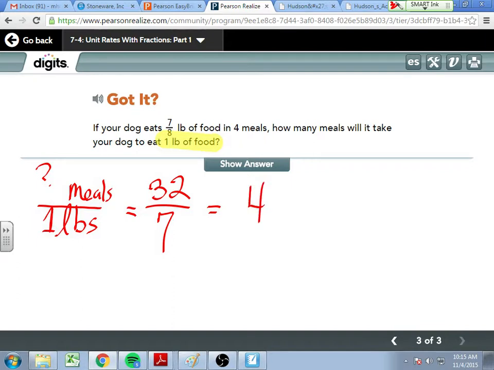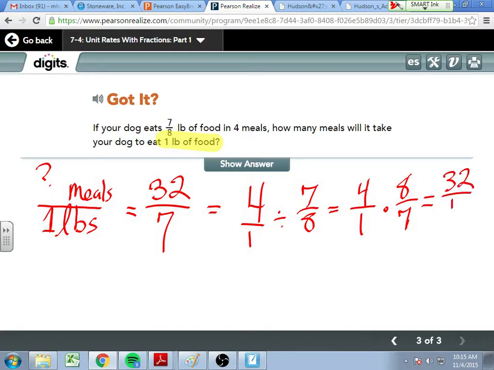You take your 4 meals divided by your 7/8, you keep change flip, and that's how you get 32 over 7, which in a mixed fraction is 4 and 4 sevenths, which is why Jackson had 4.4 whatever. That's what this is as a decimal.